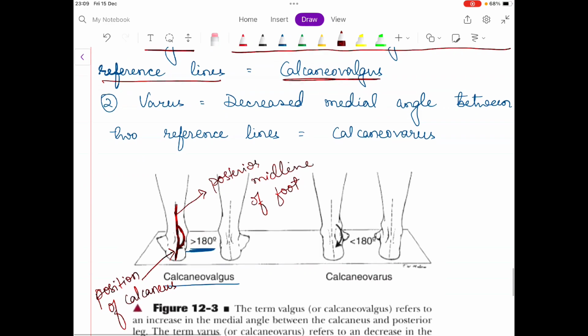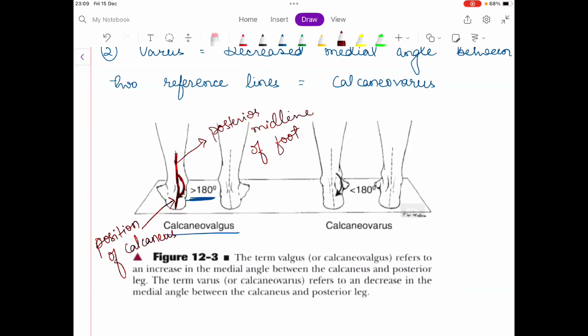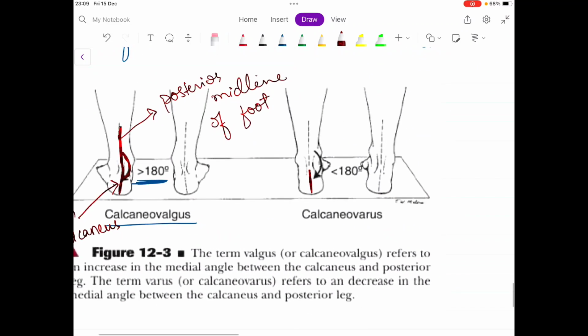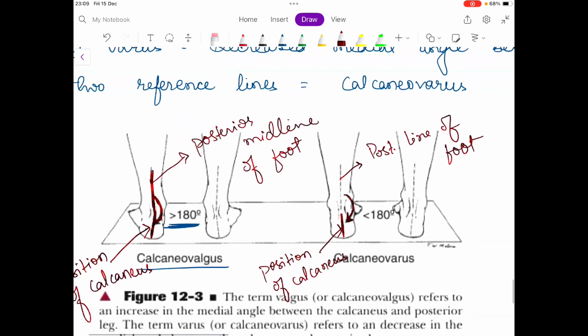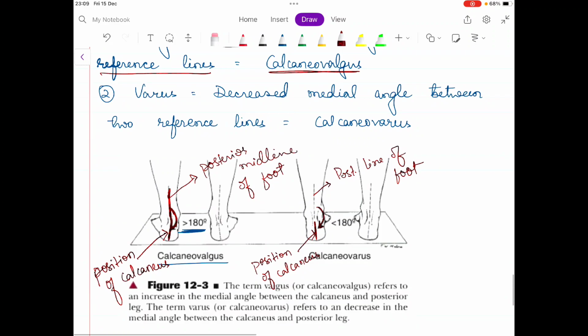Okay, but if the medial angle is decreased, that means this line here is again the position of the calcaneus bone. Okay, calcaneus bone, and this one is the posterior line of the foot. Okay, and as you can see here, the angle between them is less than 180 degrees. So when the medial angle is decreased between these two reference lines, that will be termed as calcaneovarus.